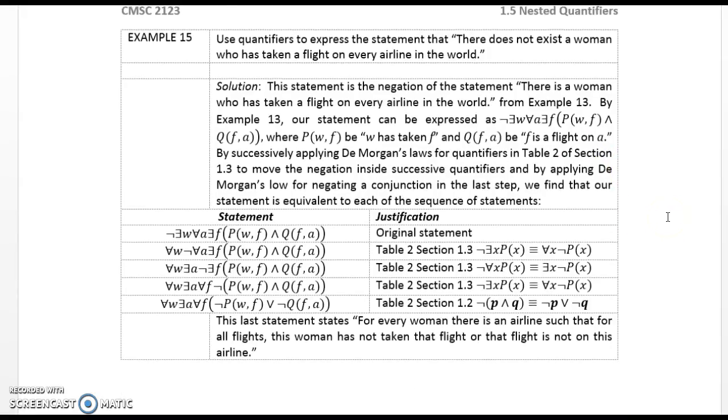Example 15. And I think we'll save that for next time.